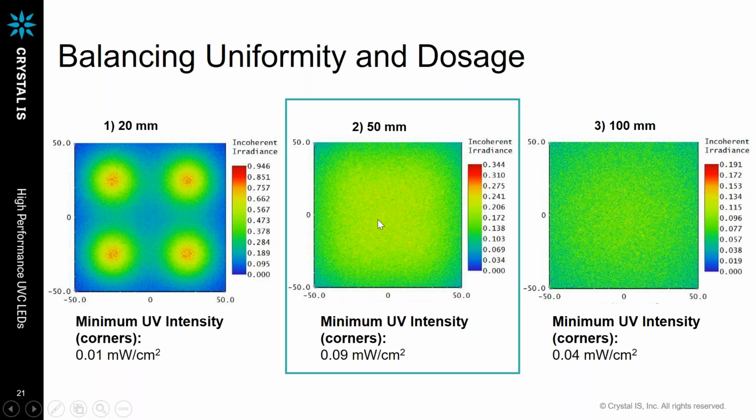Of course, we have decreased it in the middle, but again, uniformity is a very critical factor, as we had seen before. Now at 100 millimeters away, the uniformity looks much better, but the intensity in the corners has gone down, and now we are looking at only 0.04 milliwatts per square centimeter. So we would work with you and help you design based on the modeling capabilities we have here at Crystal IS.